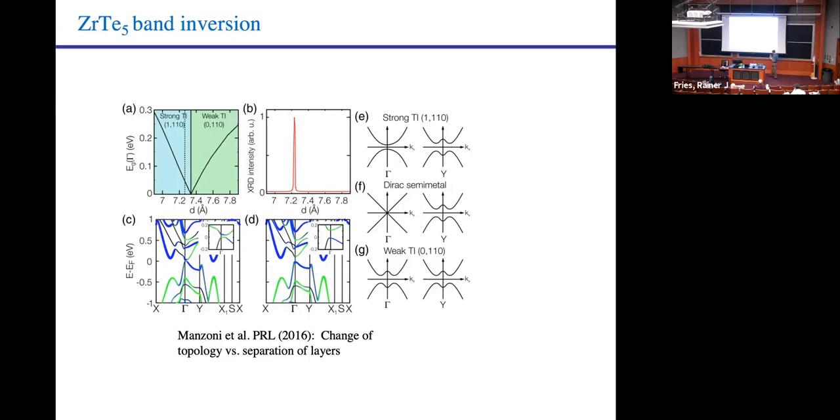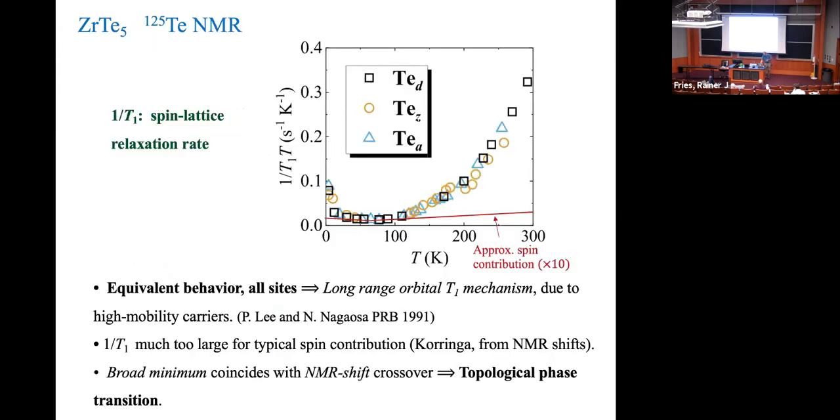And that crossing is what can happen if you change, for example, the crystal size. And in this particular example, the crossing was from a weak to strong topological insulator. I will describe that later on. But so we have an inversion. And this can be seen in the T1.